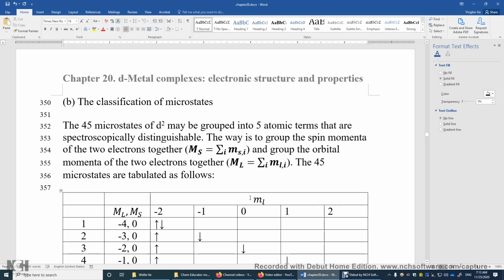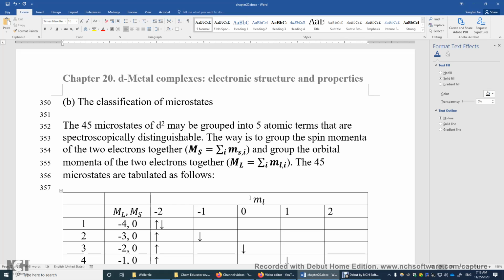Section 20.3 Electronic Spectra of Atoms. Subsection B: The Classification of Microstates. When we have two electrons in the 5 different d orbitals, there are 45 microstates.